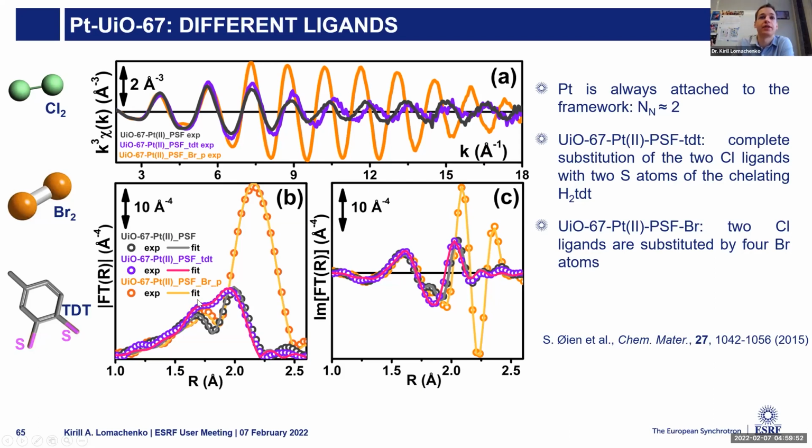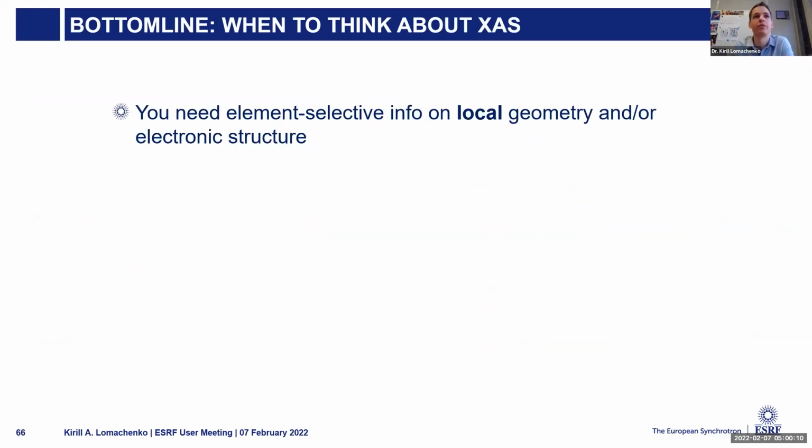And you can also see an effect of substituting chlorine with bromine. The intensity increases a lot, the signal changes completely. So it illustrates the chemical sensitivity of XAS. So the bottom line, when to think about XAS.